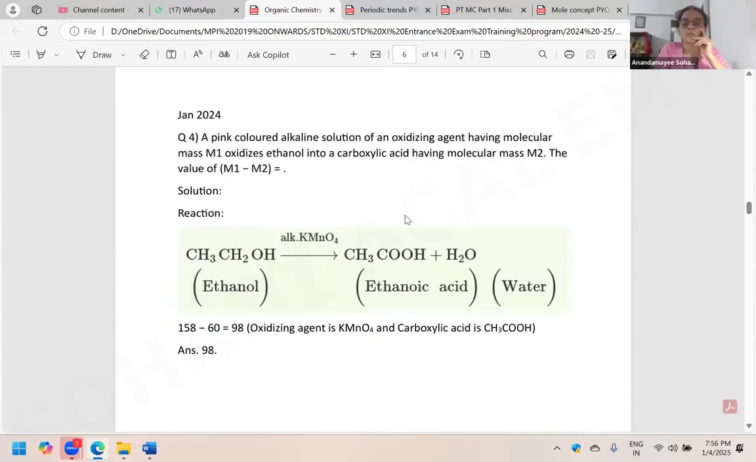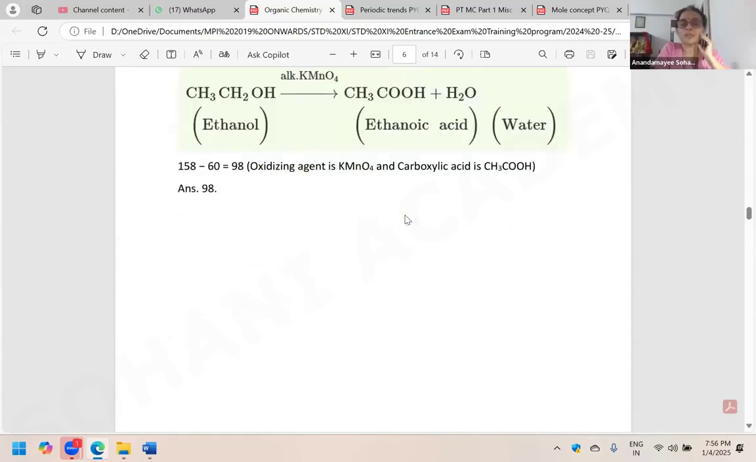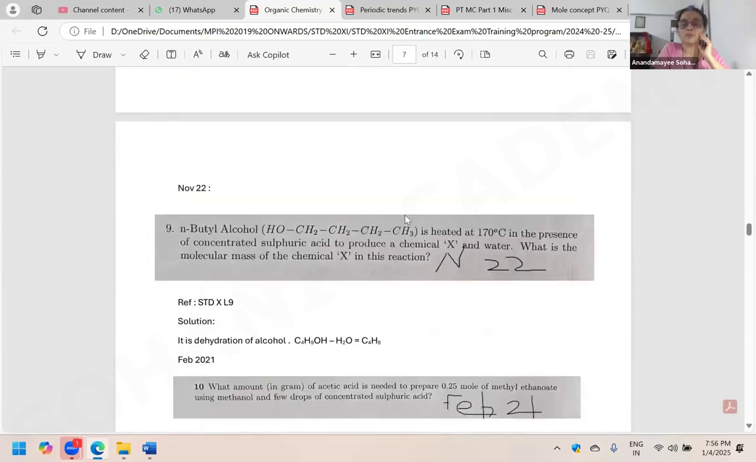All right. So this question was a semi-memory based question. You must know what the reaction is, and then it is a simple computation of difference of molar masses. So as I said, you must know every reaction. If the reactants are given, you should be able to compute the products.